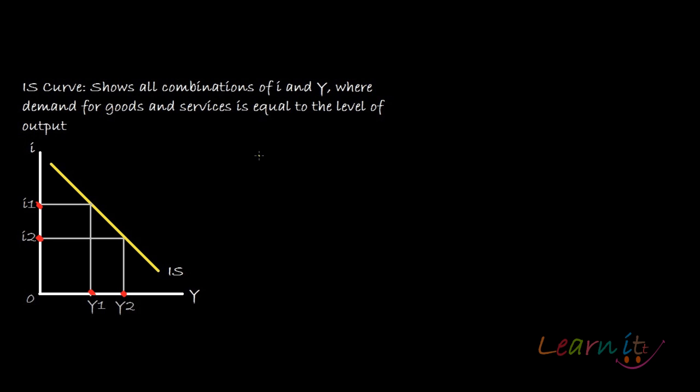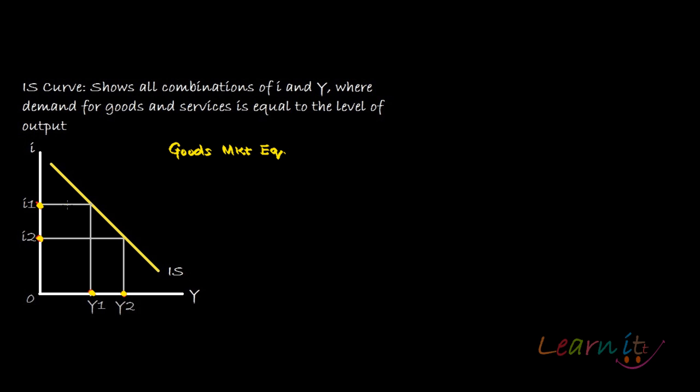Derivation of IS curve. What is IS curve? IS curve shows all combinations of interest rates and income for which demand for goods and services is equal to the level of output. So it is basically the locus of goods market equilibrium.